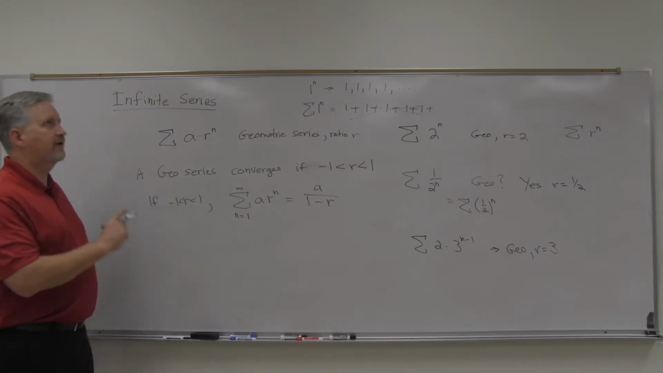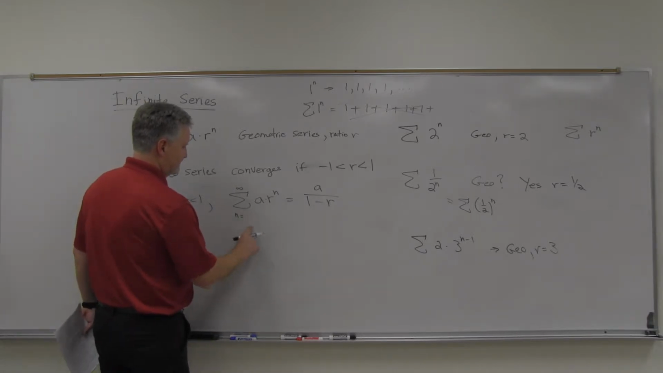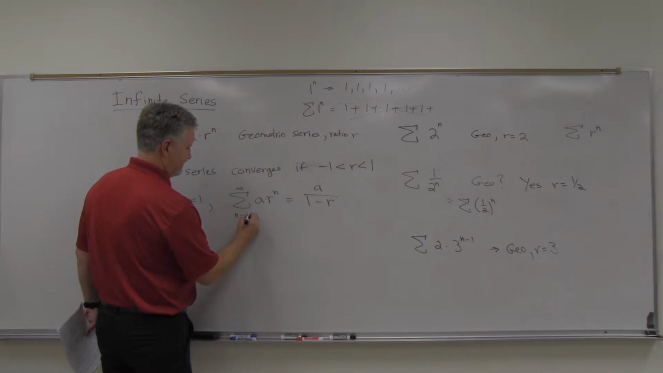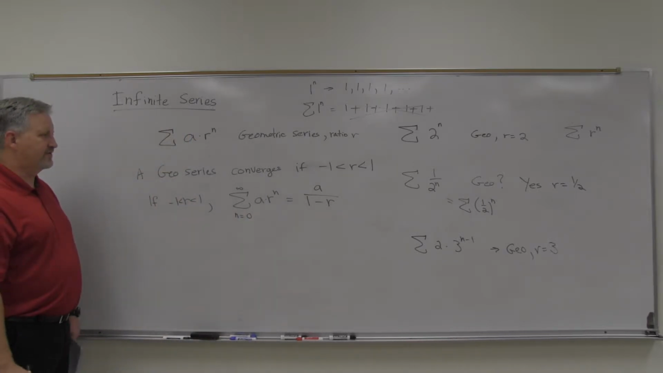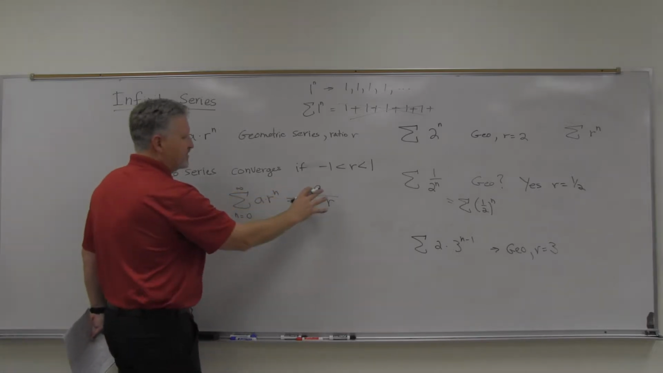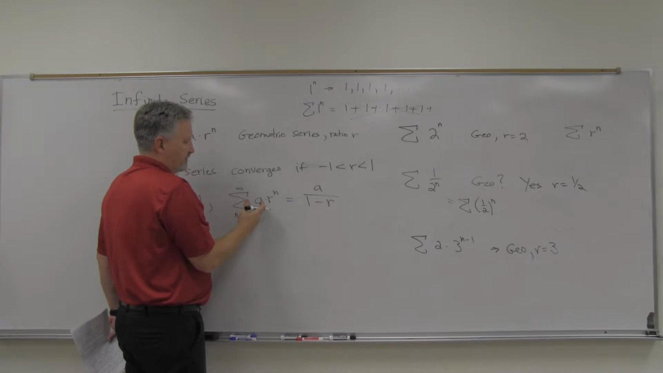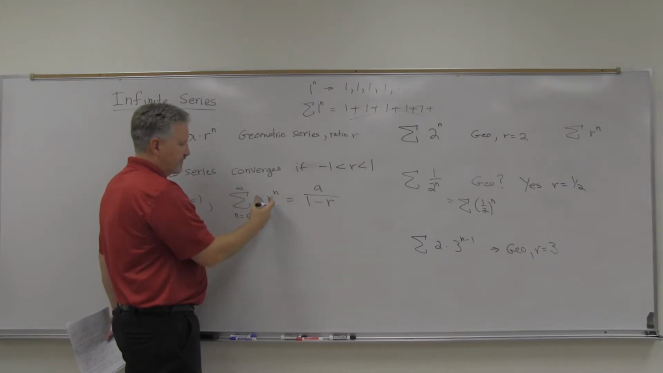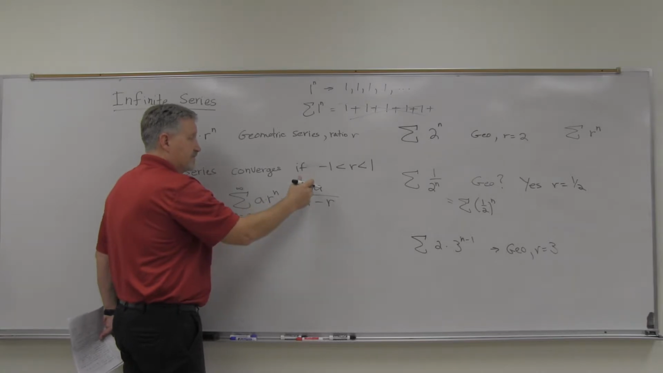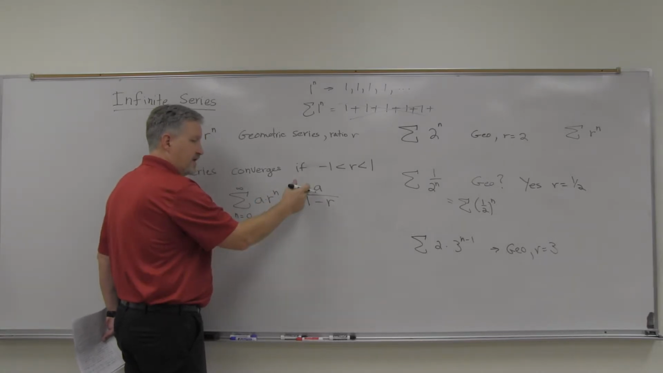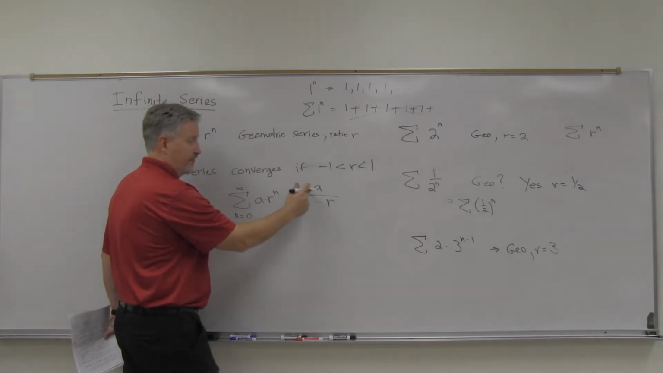Well, actually, in this case it would be this, for n equals 0. Here's what you need to know about this formula. This is A divided by 1 minus R, with this A and that A. To get this A and that A to match, what this A should be is the first term.